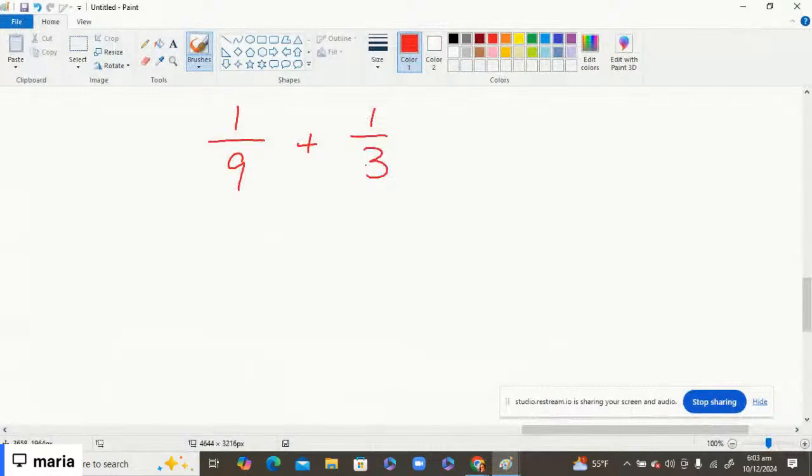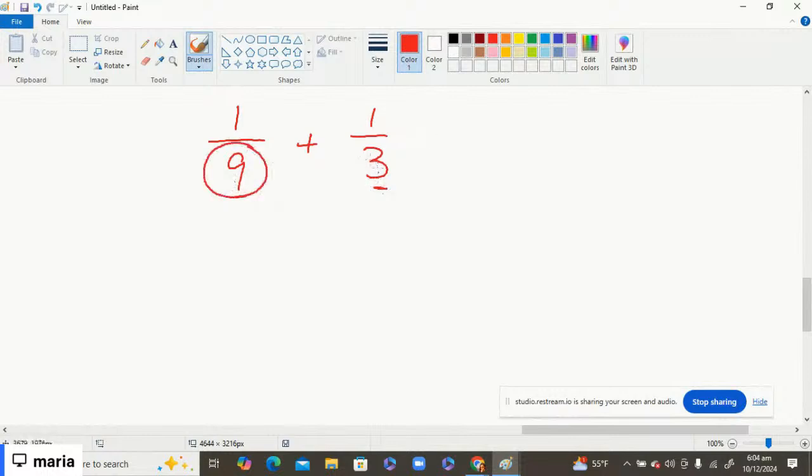So we are unable to add these numbers directly. If the denominators are the same, we simply put the one denominator and then add their top numbers and write our answer. But here the denominators are different. So first of all, we check what is the greater denominator. Here is 9 and here is 3. So 9 is the greater denominator.